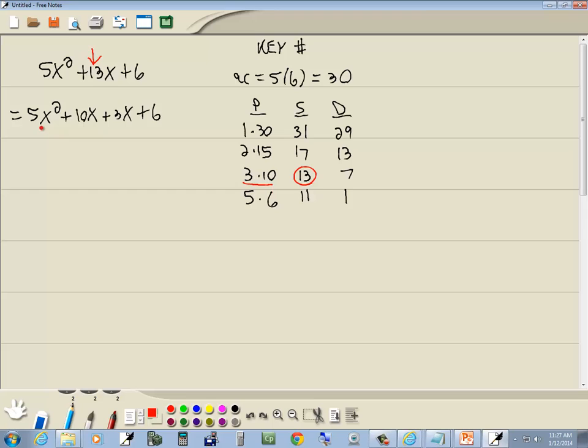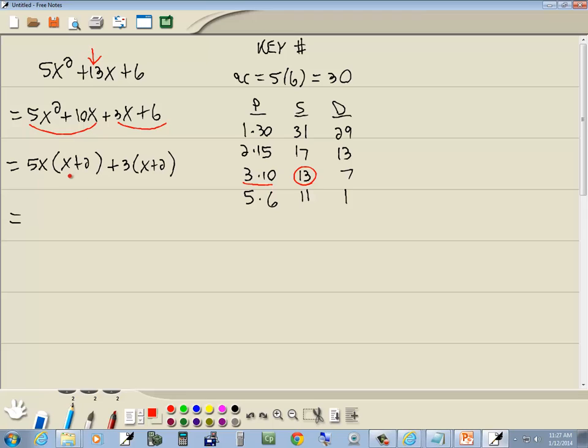Now we want to use factoring by grouping. So group the first two terms together, group the last two terms together. The first two terms have a 5 and an x in common, so I factor that out, and that gives us x plus 2. Our second group has a 3 in common, so I factor that out, and that gives us x plus 2.